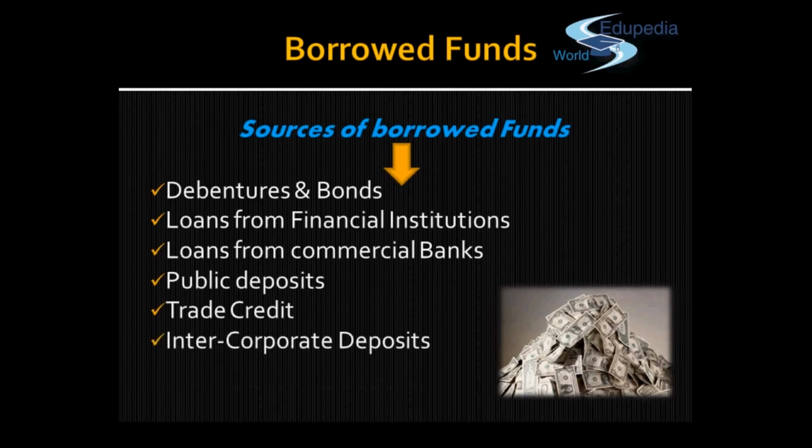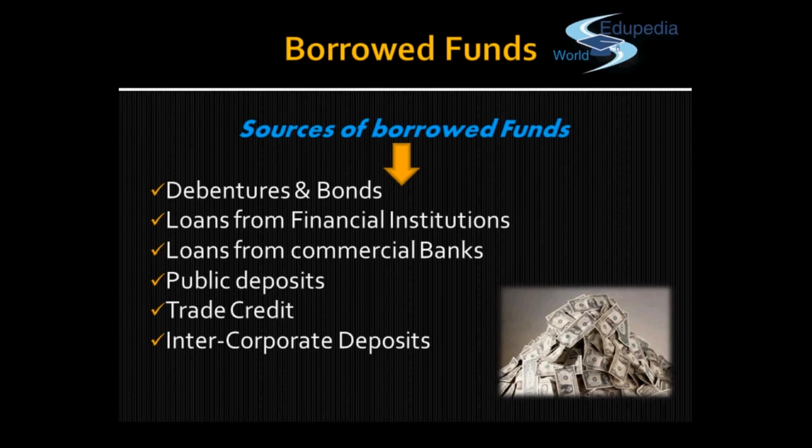Debentures and bonds. What are debentures and bonds? Debentures and bonds are an important instrument for raising long-term debt capital. A debenture is a document or a certificate which is issued under the common seal of the company, acknowledging its debt to the holder at given terms and conditions. So this is one of the important sources of borrowed funds.